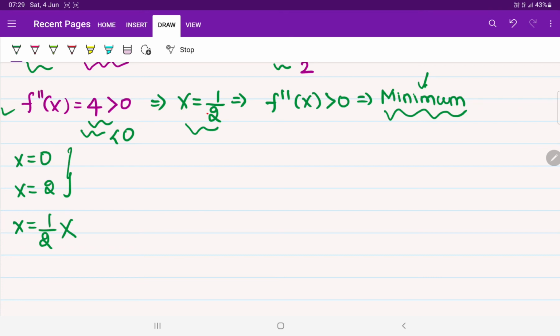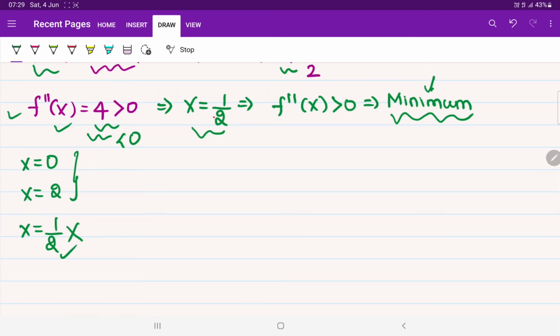Suppose if the condition is reversed, I got f double dash of x less than 0, then it clearly indicates that this value will be giving maximum. In that case, consider this point also, then check all other values, like find the value of f of x at x equal to 0, find the value of f of x at x equal to 2, find the value of f of x at x equal to 1 by 2 also, in order to obtain the maximum value of the function. Do you understand?